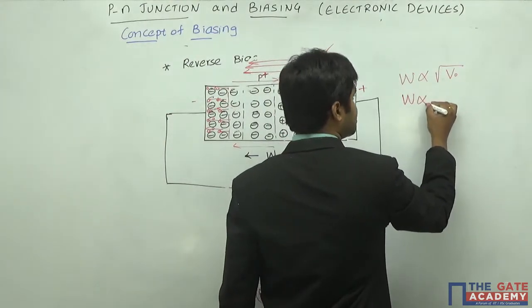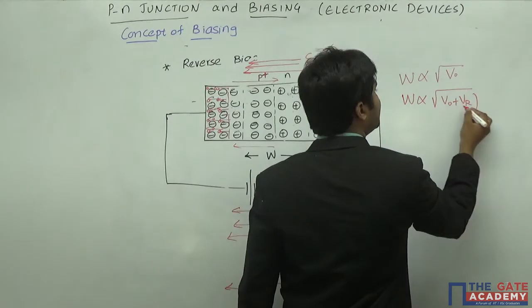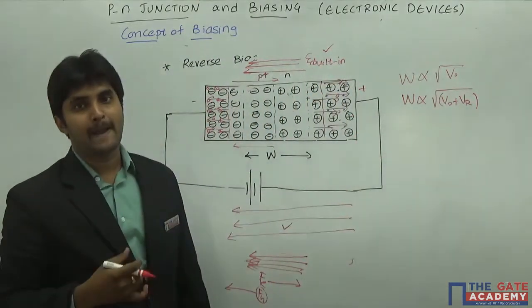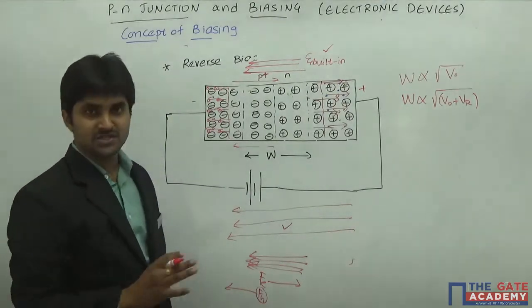That width of the depletion region is now going to be proportional to the square root of V naught plus VR. V naught is nothing but the built-in value. Now you are strengthening it by applying the bias, which is nothing but a reverse bias. We call it a reverse bias.